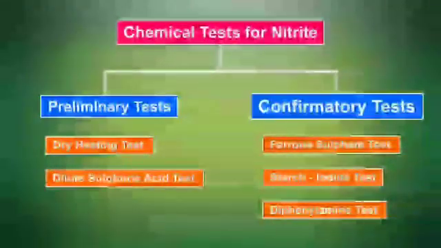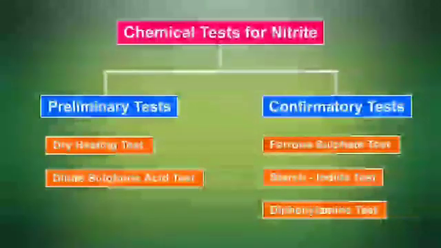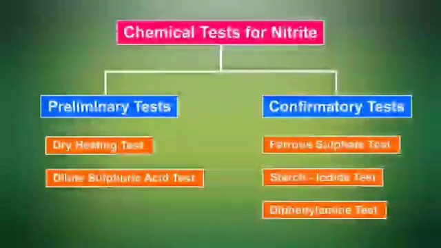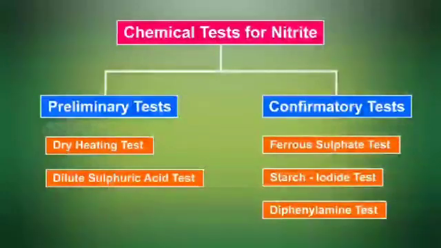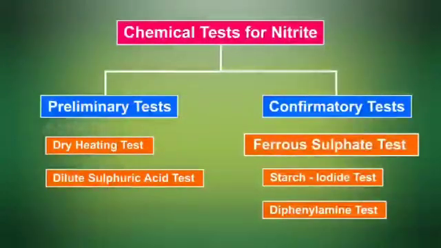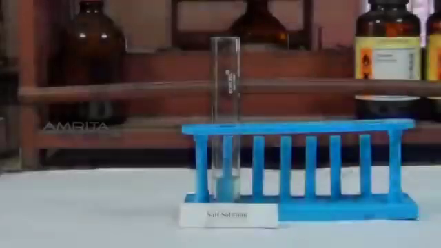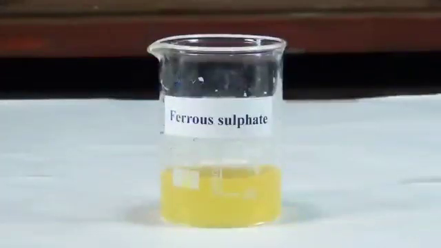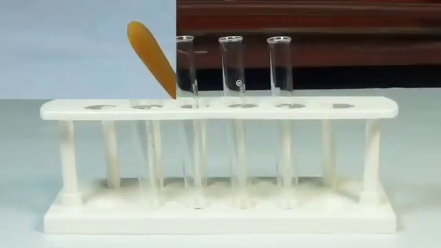Next, we look at the confirmatory tests of nitrite. They are ferrous sulfate test, starch iodide test, diphenylamine test. Ferrous sulfate test. Materials required: aqueous solution of the salt, dilute acetic acid, ferrous sulfate solution, test tube and droppers.